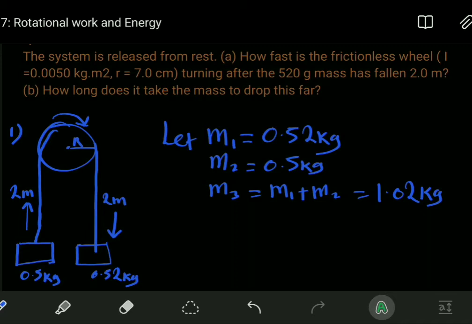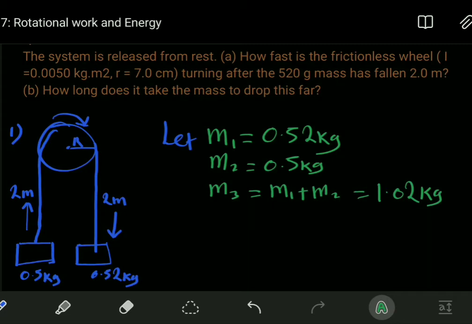All right, so here we can let our M1, mass 1, be equal to 0.52 kilogram, which is the more massive object here. Then M2 is 0.5 kilogram. And then we can let the sum of these two masses be M3, which is M3 equals M1 plus M2, giving us 1.02 kilograms.